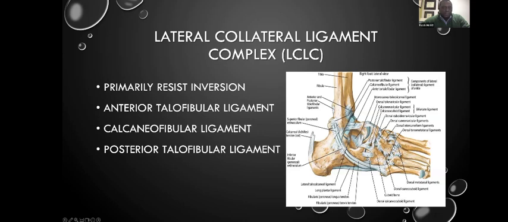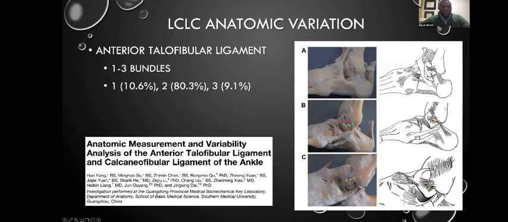So this consists of primarily three ligaments: the anterior talofibular ligament, the calcaneofibular ligament, and the posterior talofibular ligament. The primary job of this is to resist inversion. And so even though we have a tendency to discuss this as one ligament, it actually is often anatomically multiple bundles, more than one bundle, from 1 to 3 bundles. In this particular study, 80% of the people had two bundles, and so that was actually the most common configuration. So it's important to remember that when evaluating that on imaging.